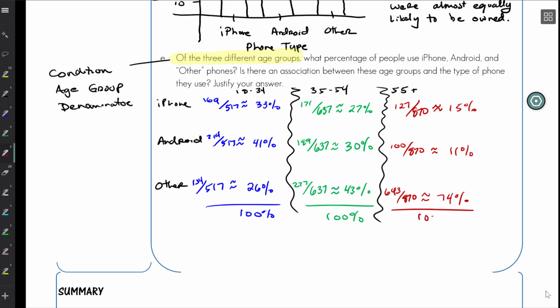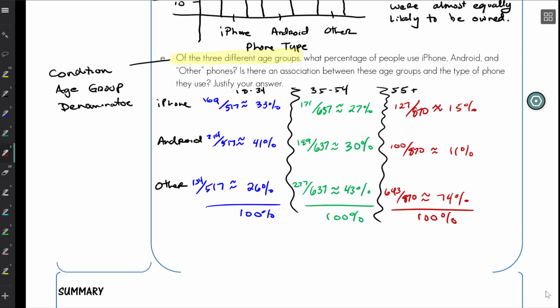Now, what we would want to do is recognize, because of those differences across here, that it seems like their age group is associated with the type of phone they're going to use. Okay, now we can visualize that by looking at a graph. Let's go ahead and do that.